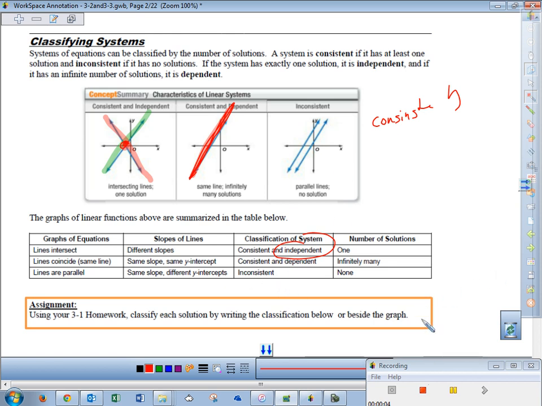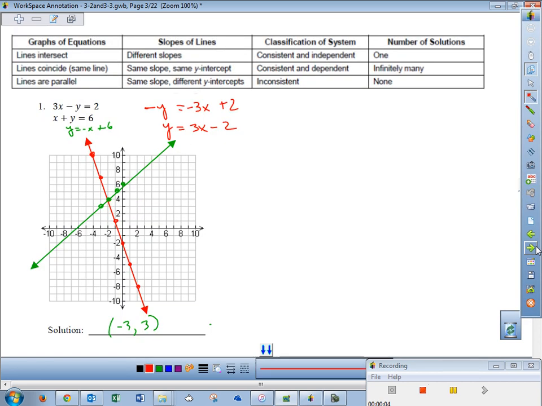So grab that 3-1 homework that we had about systems, like I told you you'll need, and let's go ahead and classify all of these. You can check as we go along to see if you got them right, because these are the answers to it. Here's the first system. We graphed these two lines. We got an answer of (-3, 3), is what you should have got. Grab your pencil and let's classify.